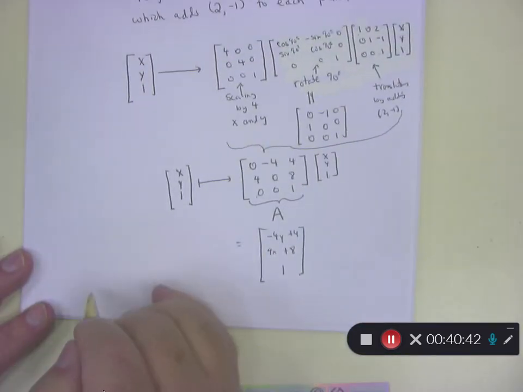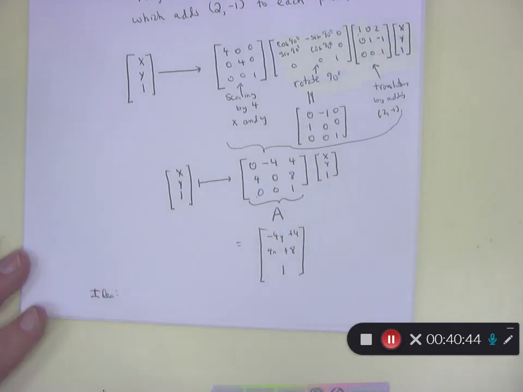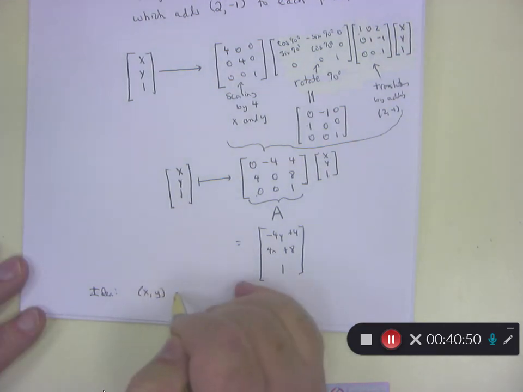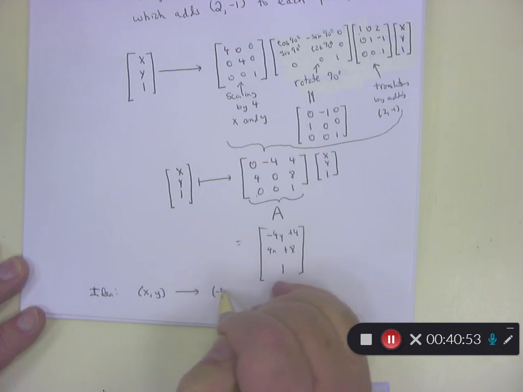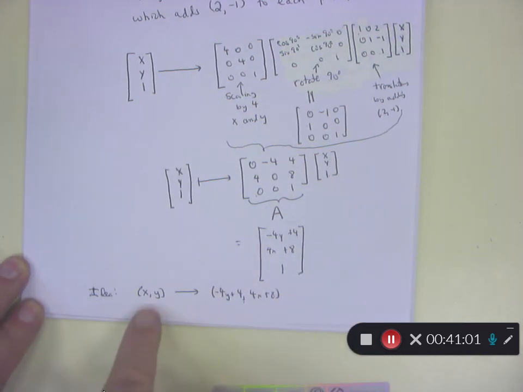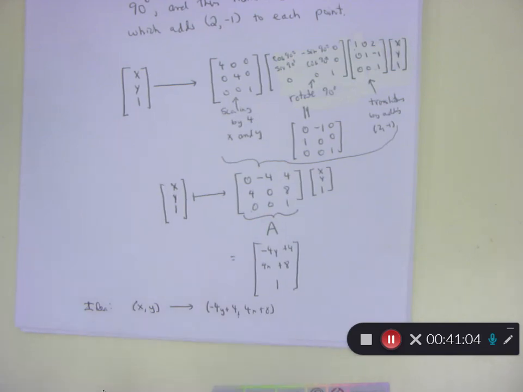Now, in terms of my coordinates, you're looking at this transformation here, but the idea is this. We're really only focusing on those coordinates x, y. So where are x, y going to go to? They're going to go to negative 4y plus 4 and 4x plus 8. And this would have the effect of taking this xy coordinate, scaling it by a factor of 4 for both the x and y, rotating these coordinates 90 degrees counterclockwise, and then basically translating it by adding 2 to the x coordinate and subtracting 1 from the y coordinate. And this is the new coordinates you get.